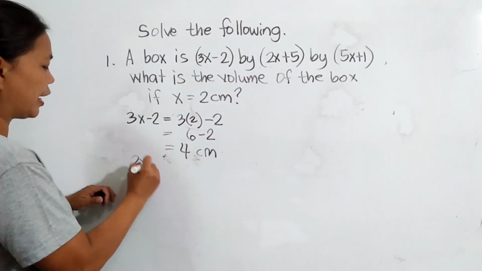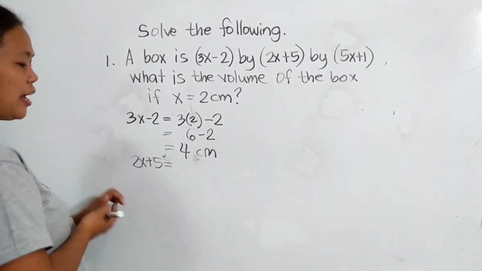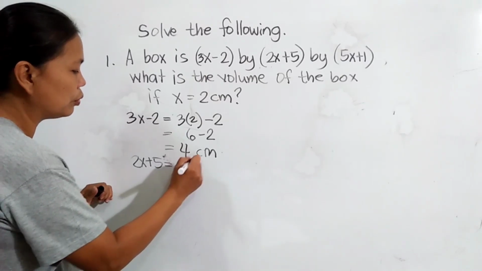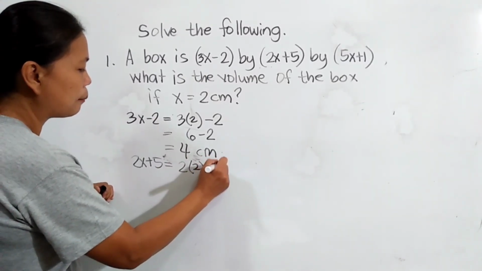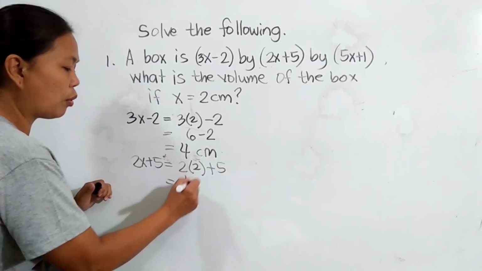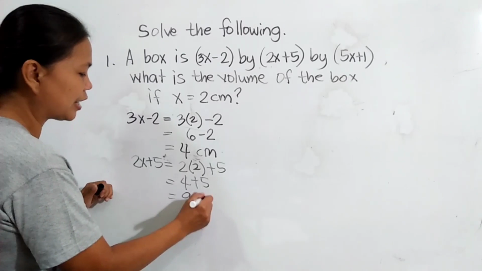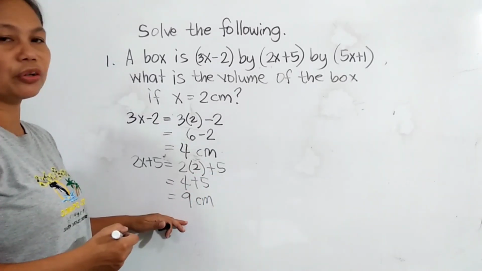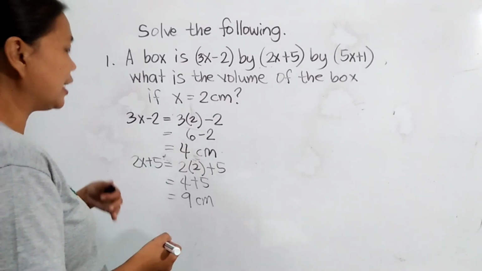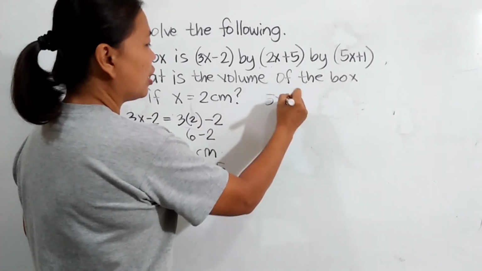We have here 2x plus 5. So what will be the value of 2x plus 5 if x is 2? So substitute, we have 2 times 2 plus 5. And 2 times 2 is 4 plus 5, which is 9. So we have here the second dimension, which is equal to 9 centimeters. Okay? Now let us get the third dimension, which is 5x plus 1.